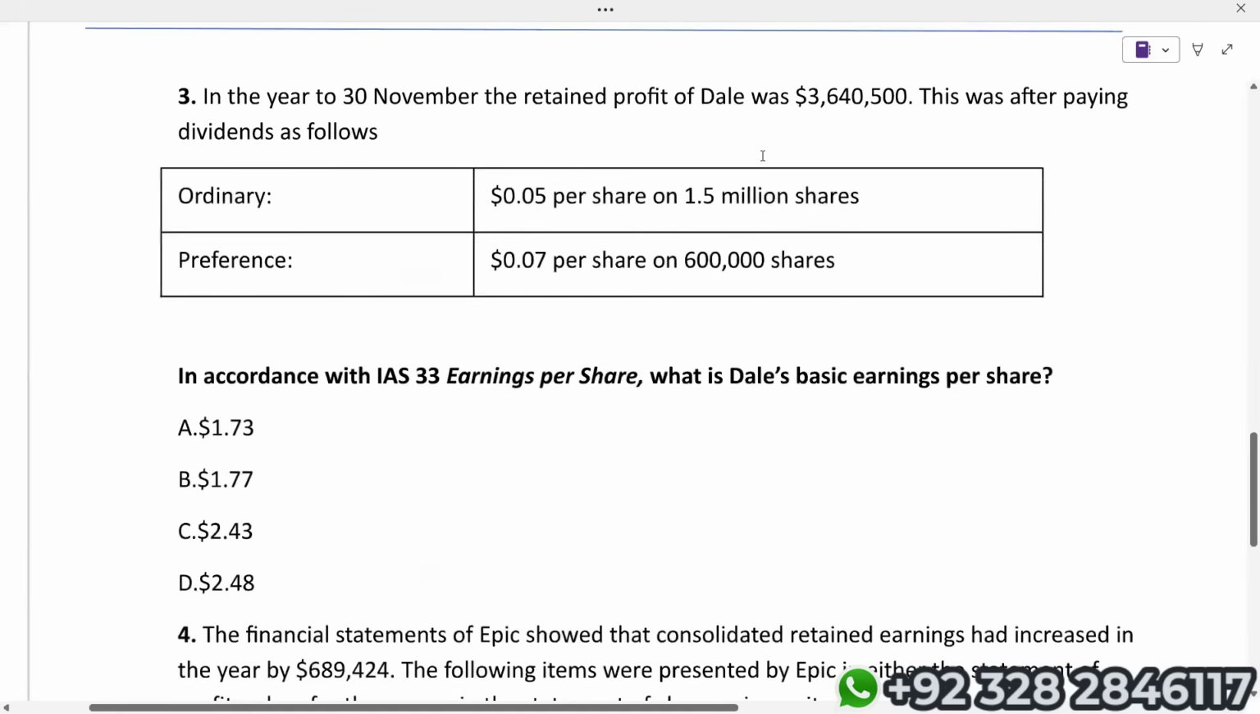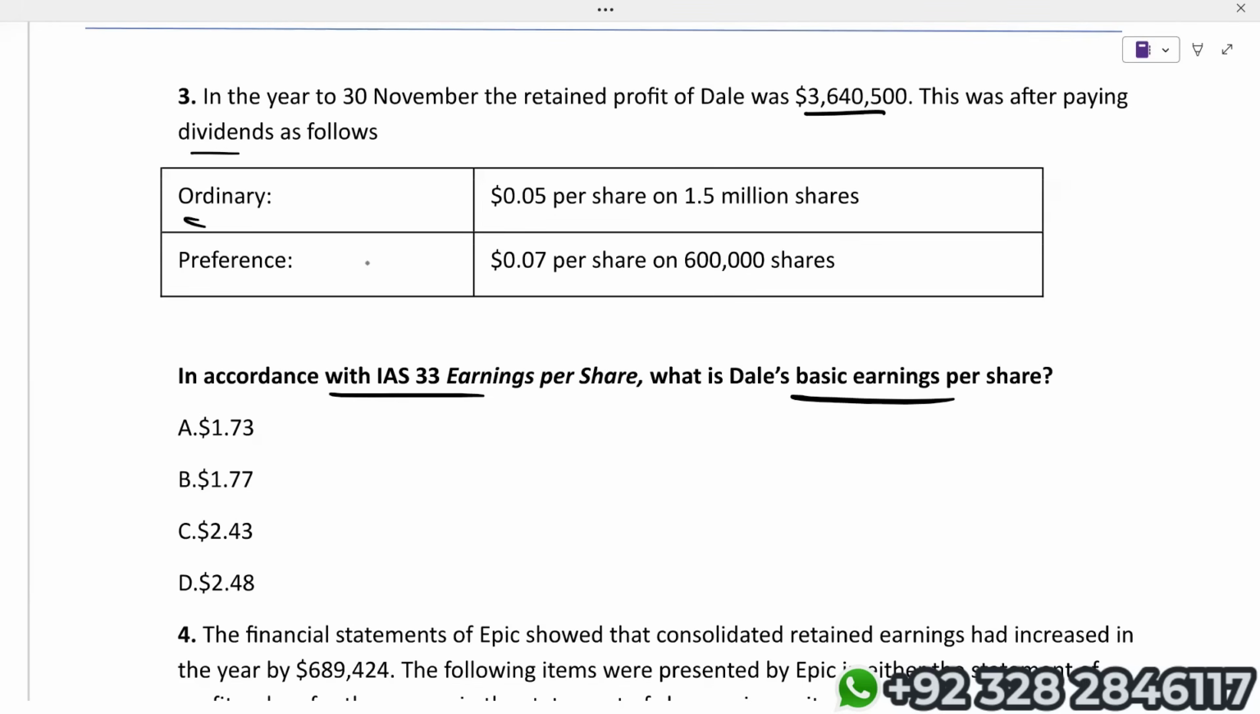Students, this question looks very small to me. In accordance with IAS 33 EPS, what is Dale's basic EPS? In the year to 30th November, retained profit of Dale was, I believe, 3.64 million. This was after paying dividends, ordinary and preference, and they just need EPS.